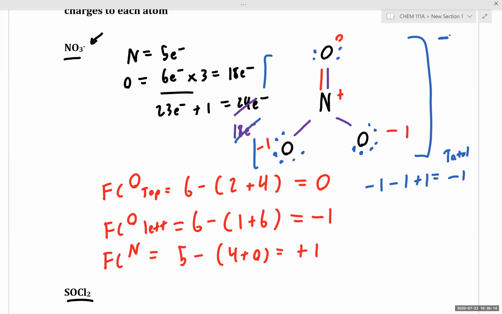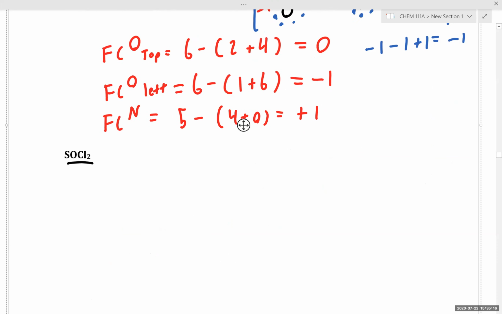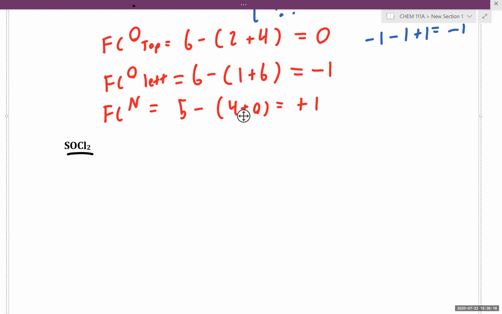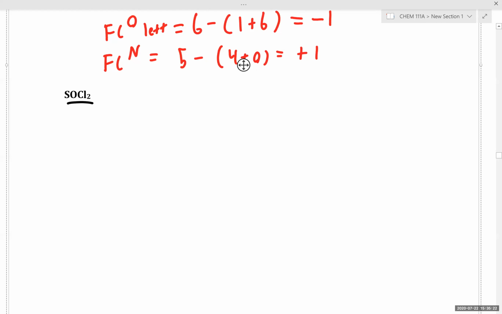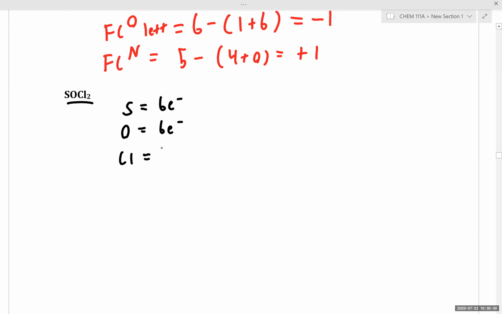Okay. Looking at thionyl chloride, a very smelly reagent, but useful. Let's count our electrons. Sulfur has 6 electrons, oxygen has 6 electrons, chlorine has 7 electrons, and we have 2 chlorine atoms. That gives us 26 electrons to work with.